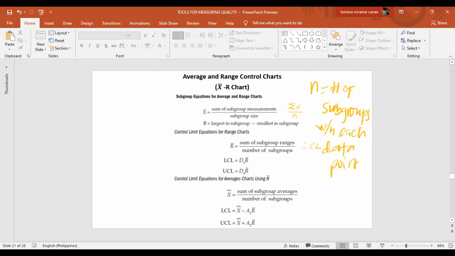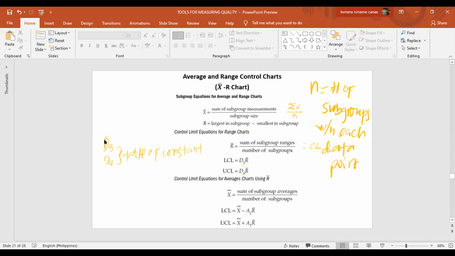Okay, and then to compute for the lower control limit for the range chart, it is just D sub 3 times the grand range or the average range. And then UCL or the upper control limit, it is the product of D4 times the average range. Where to get the values for D3 and D4, we base it from the table of constants, based on the number of subgroups that you have.